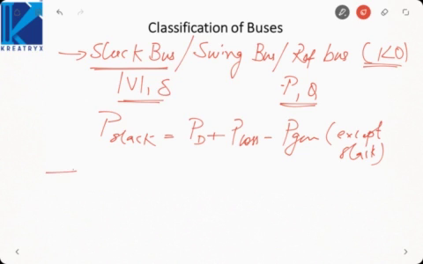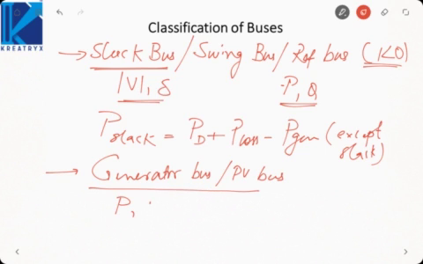The next type of bus is called as generator bus or PV bus. Now as the name suggests, PV bus means real power and magnitude of voltage is known, whereas reactive power and delta is unknown. Now usually generator has a capacity which it will deliver to the power system, that is real power, and terminal voltage is kept constant by the action of AVR, that is automatic voltage regulator.